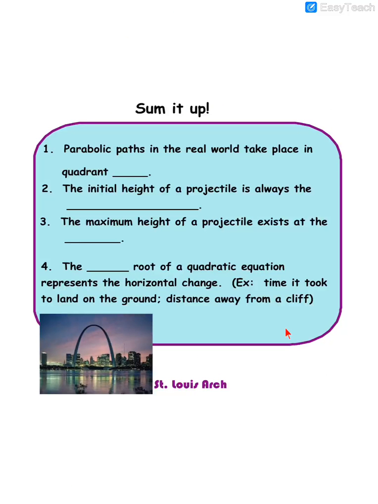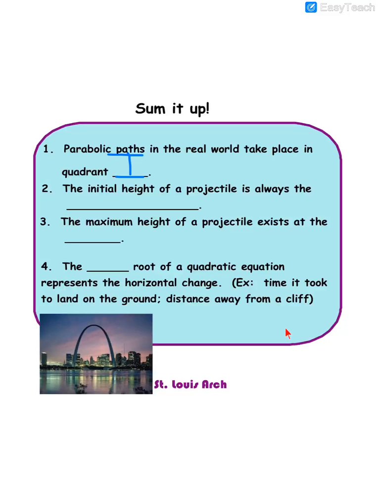Sum it up. Awesome. All right. Parabolic paths in the real world take place in which quadrants? So which quadrant do you think they are? I think quadrant 1, because if it's real world, we need positive things like positive time, positive feet, positive distance.